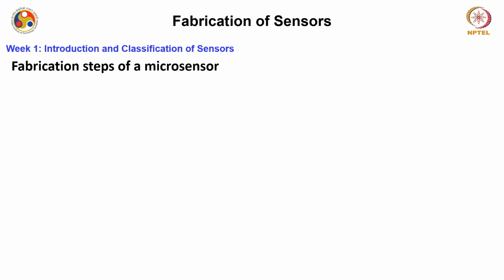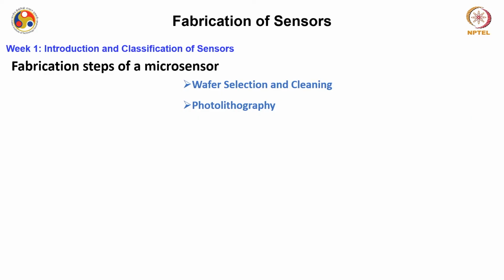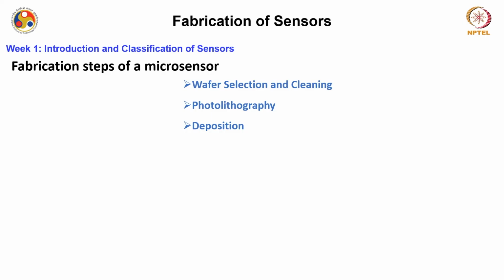Then in this module we talked about the fabrication steps to get a microsensor, and in that we talked about wafer selection and cleaning first. Then we briefly saw the photolithography technique. You can refer to a device technology book or VLSI technology book, where you can find it in more detail. We are just covering it under one module, so we have not discussed it in detail, but I have given you a brief idea about lithography.